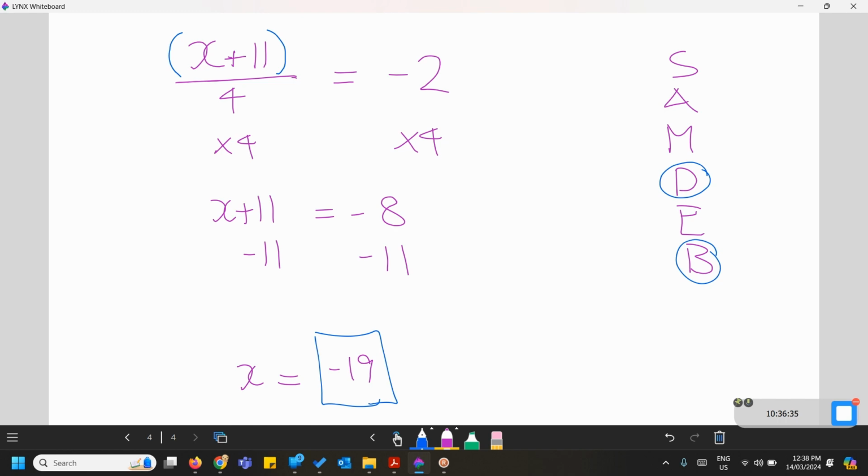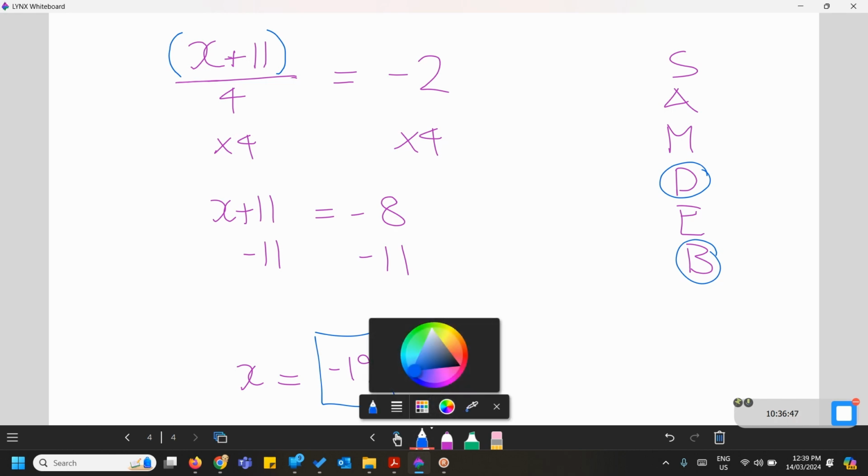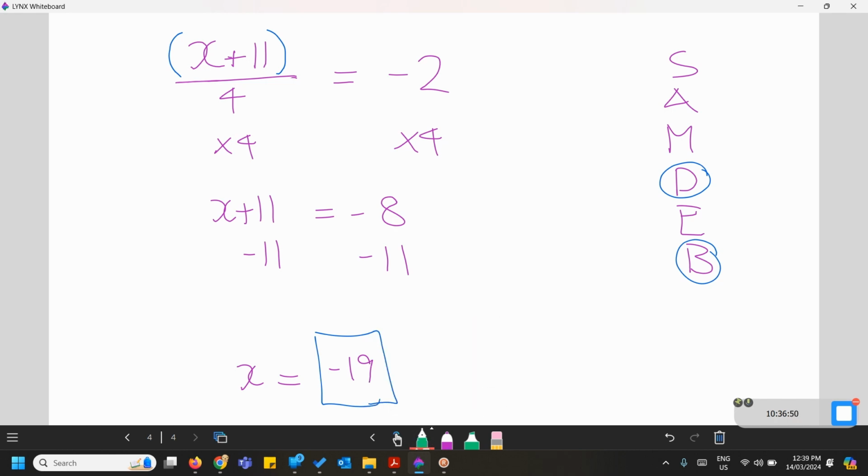Okay? Again, if we need to, we can check our answers. So if I take the negative 19 and I substitute it back into my original equation here, I would have negative 19 plus 11. Negative 19 plus 11 equals? Negative 8, great. Negative 8 divided by 4, does that equal minus 2? Yes. Great stuff. All right, thank you very much.